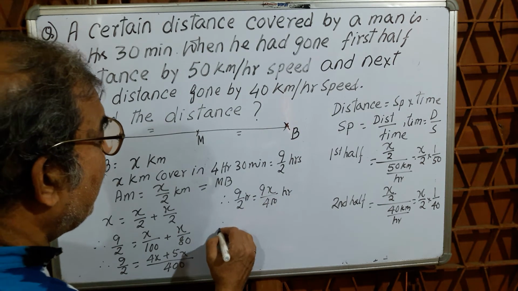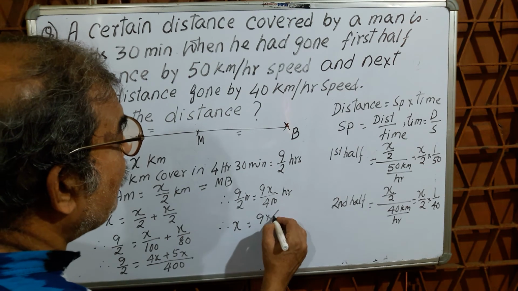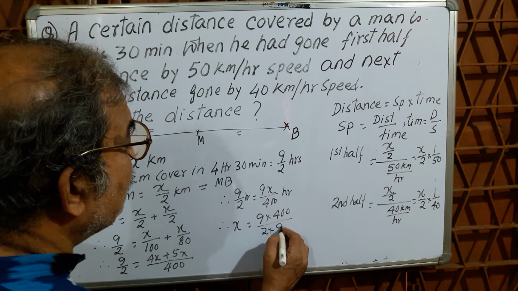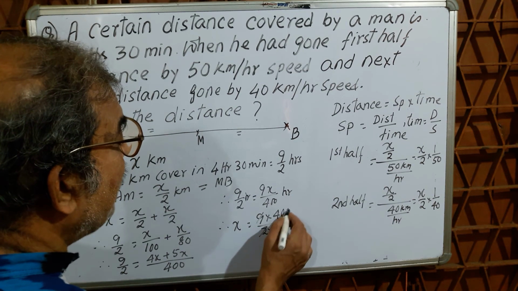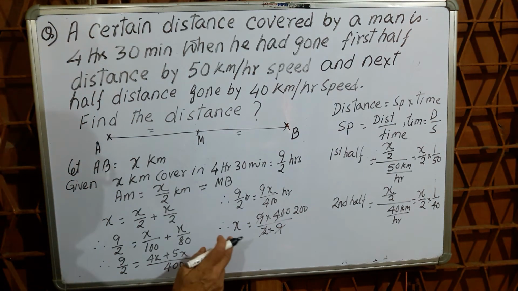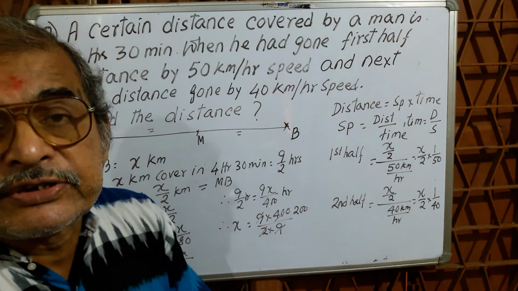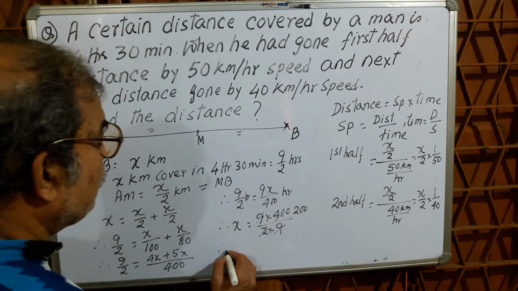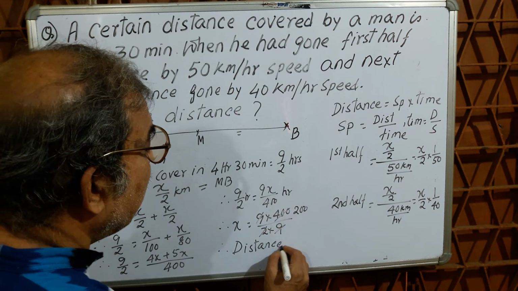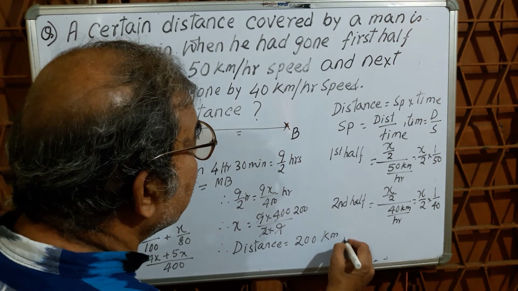Clear? Now, therefore, x equal to 9 into 400, sorry, 9 into 400 by this 9, and 9 will come in the denominator, 2 into 9. So 2 cancels with 400, giving 200. But we know that x is in kilometer, x represents a distance. So therefore distance equal to 200 kilometer, and this is your answer.